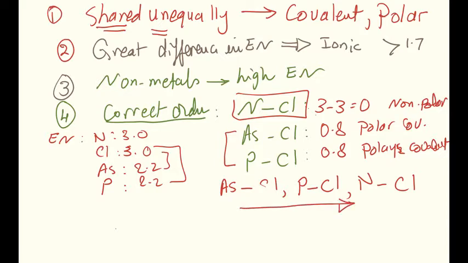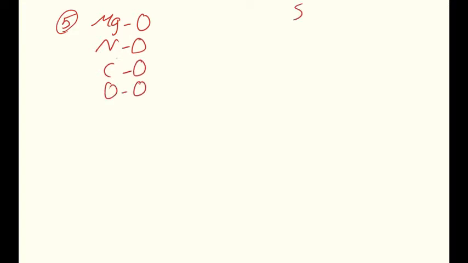Here we are arranging in descending order. Question 5: which of the following bonds would be the most polar without considering ionic? So we are just looking for the covalent ones. We have some formulas: MgO, NO, CO, OO, SiO, and ON. NO and ON are the same thing.